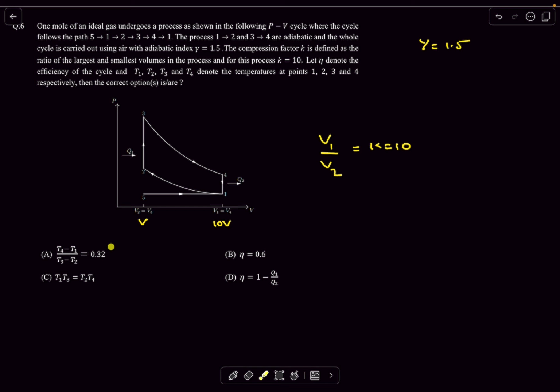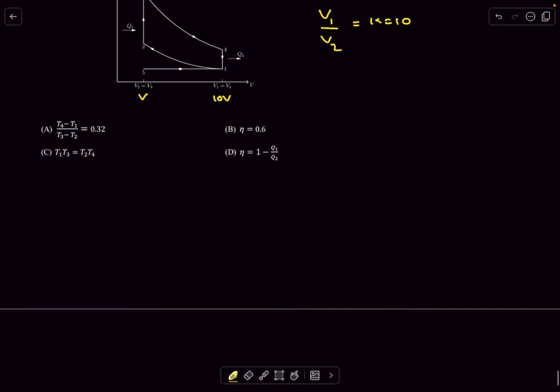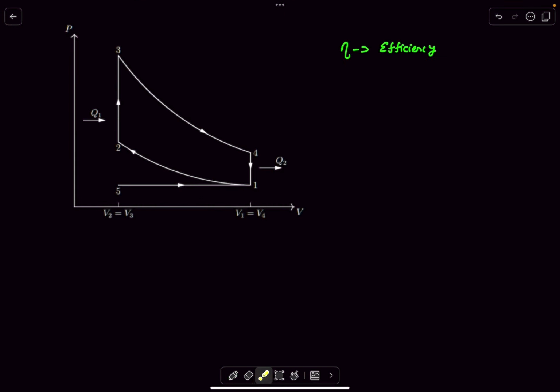So I'm seeing a lot of temperatures. In the options they are asking for some ratios of temperatures and the efficiency. So first let's talk about the efficiency of this cycle, which is basically 1, 2, 3, 4, 1. Now if you observe the diagram, they have mentioned that Q1 is the heat supplied to the gas to go from state 2 to state 3.